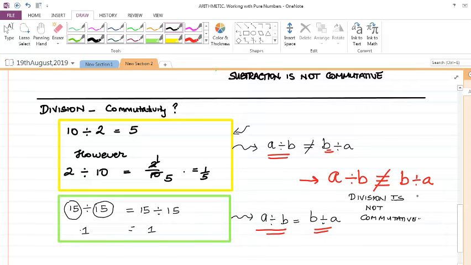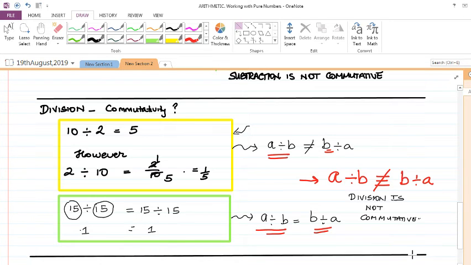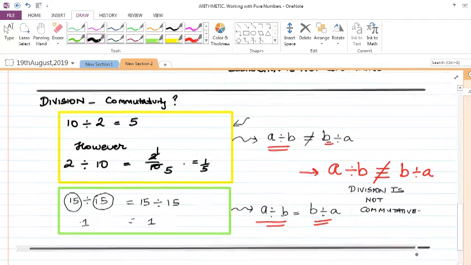Now, once you know this, let's proceed now to talk about associativity. Let's talk about associativity. Okay.